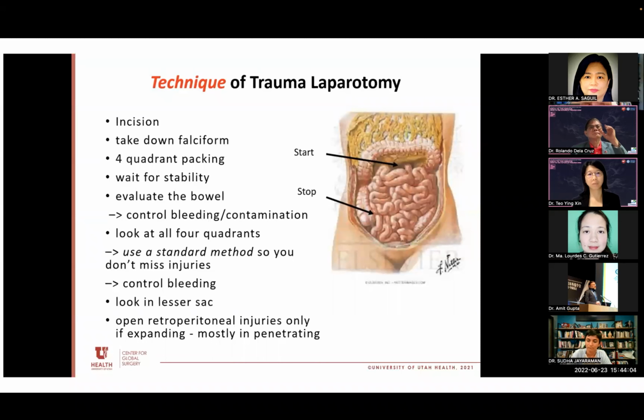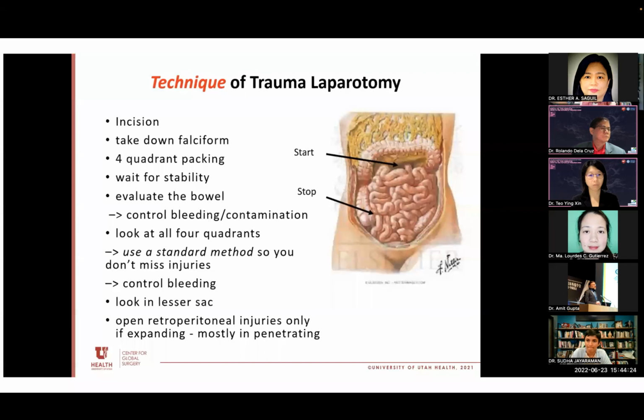And when I get to the spleen, I'll remove the lap pads if there's an obvious injury to the spleen that I feel on palpation. I medialize the spleen by putting my right hand around the back of the spleen, bringing it up into the midline, and then I use my left hand to control the hilum of the spleen.